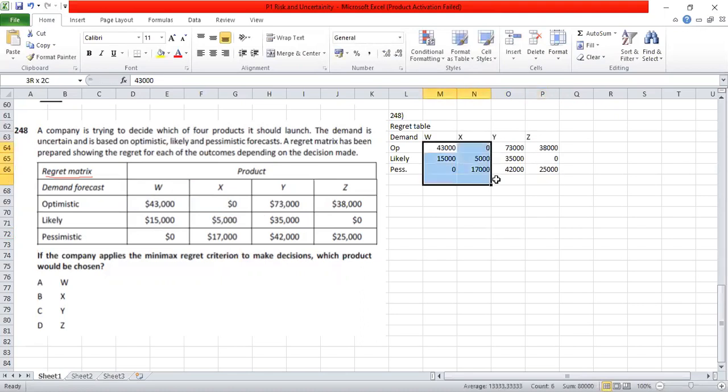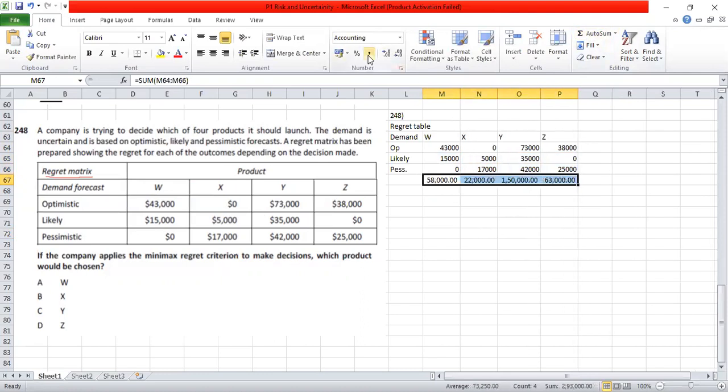Add them up. Whichever has the minimum one is the product which has to be selected. Because the regret is already prepared, the regret at its minimum point is what has to be looked into. So from among them, 22,000 is the minimum. So the answer will be product X.